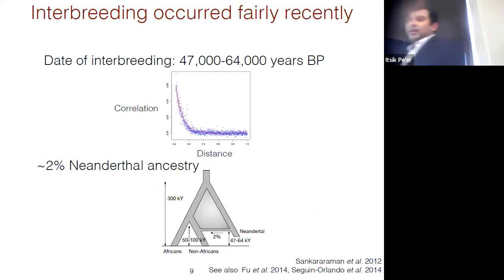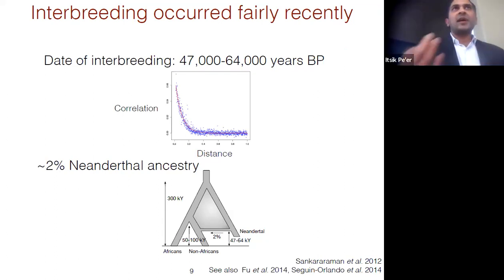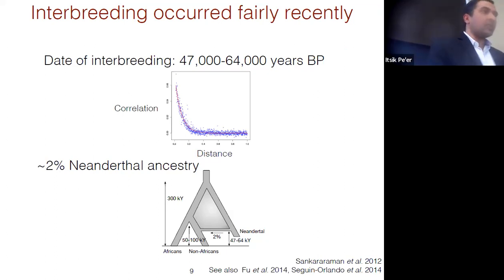So with this, we can conclude that interbreeding between humans and Neanderthals happened fairly recently, certainly after the out of Africa migration. We can also estimate what proportion of genetic ancestry of these individuals traces itself to Neanderthal. And what we can estimate is about 2% of the ancestry of present-day non-Africans traces itself to this introgression. So with this, we get some idea of the global dynamics and the global picture of Neanderthal introgression into modern humans.